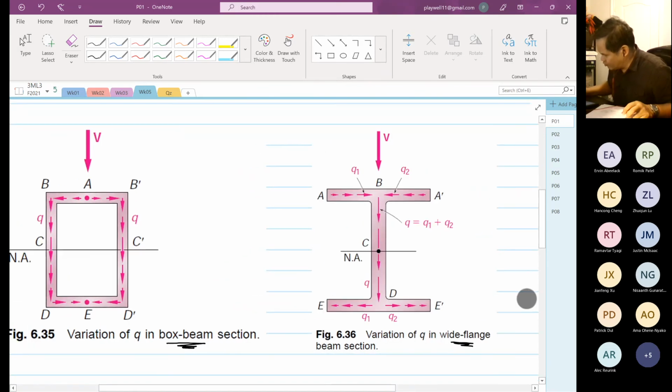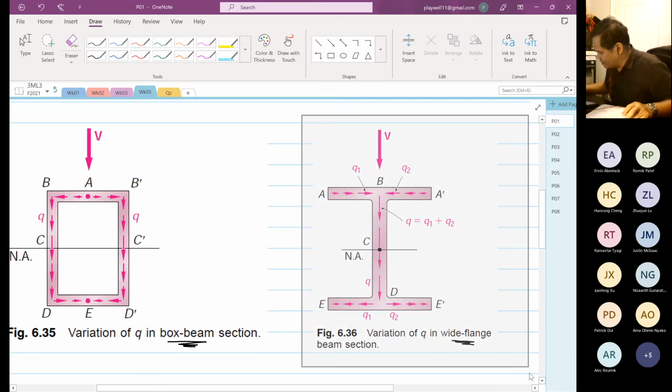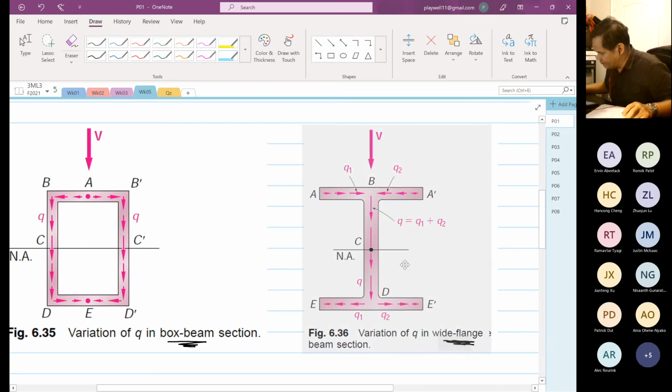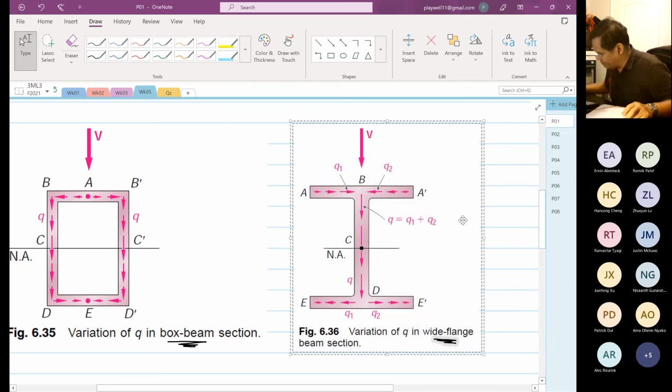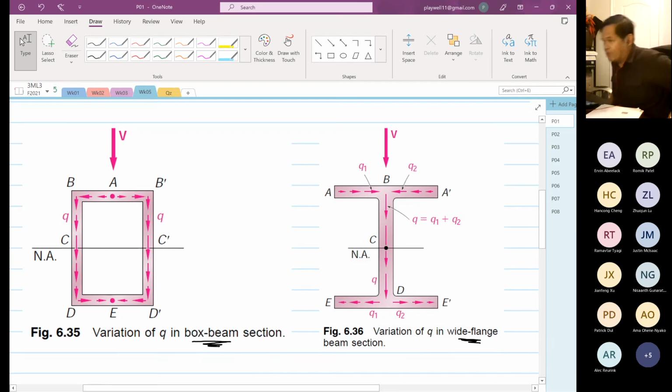You have 2, and I'm pretty sure you can distinguish the difference between them, right? A box beam is very obvious, it's enclosed like a box. A wide flange looks like an I, an open structure.